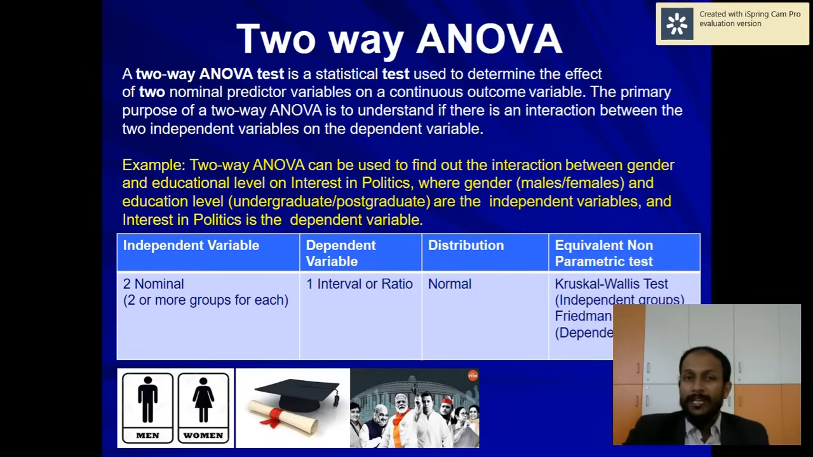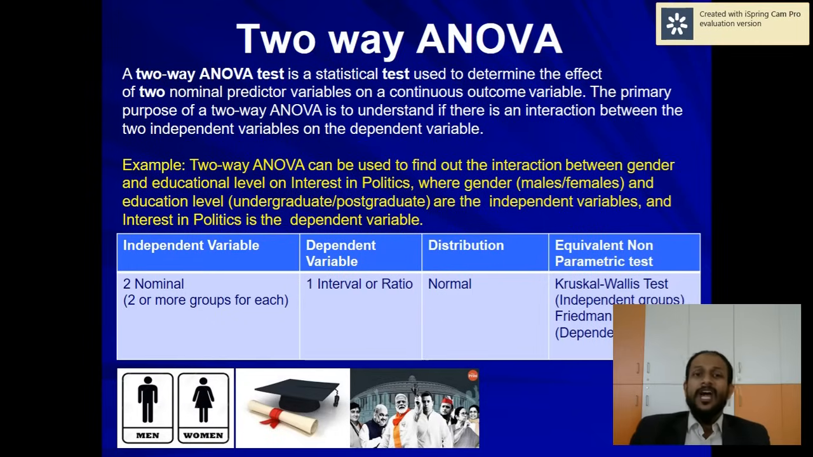That means if the application is the same, but instead of having one nominal independent variable, I have two nominal variables with different subgroups, then I will be using two-way ANOVA. But what is the application of two-way ANOVA? When will I use it? Basically, I use two-way ANOVA to determine the effect of both nominal variables on the dependent variable. In other words, when I want to find out the interaction effect of the independent variables on the dependent variable, only in that case will I use the two-way ANOVA technique.